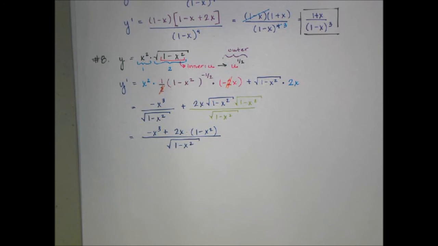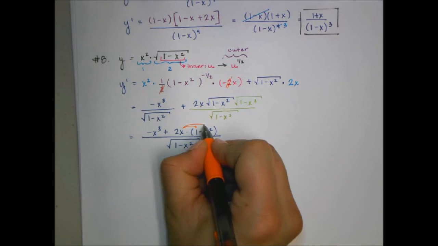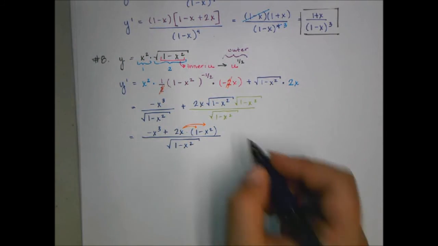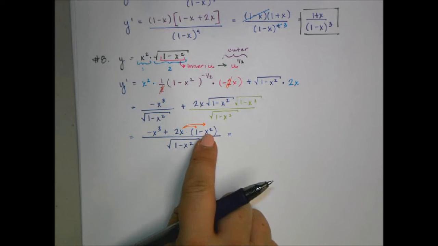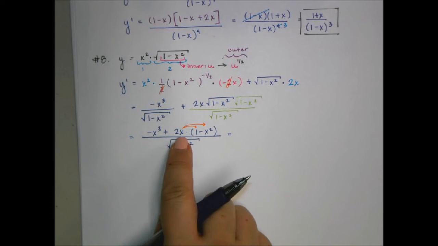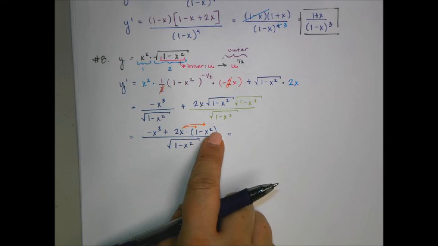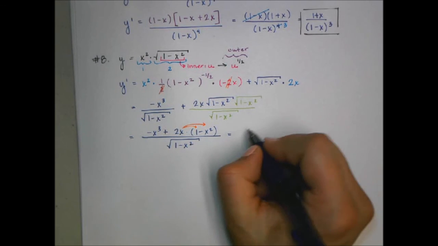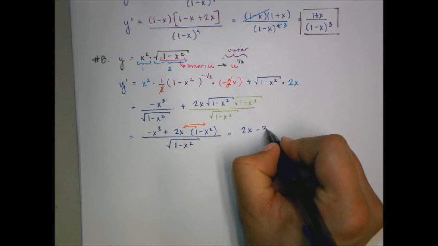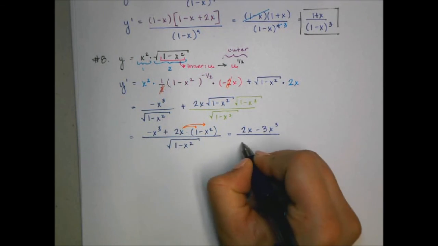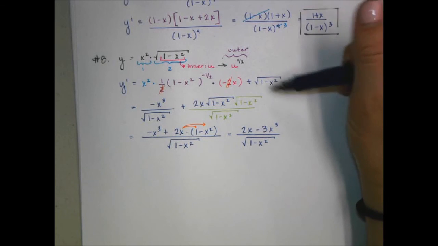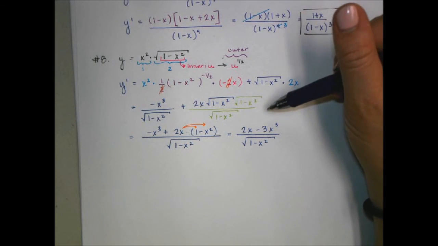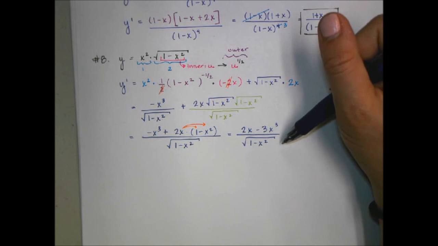We need to distribute the 2x and add together our like terms. So that's going to give us a 2x, then minus 2x cubed. So negative x cubed minus 2x cubed are like terms. That's going to add up to negative 3x cubed. So I have 2x minus 3x cubed all over the root of 1 minus x squared. So even if I factor out an x up here as a GCF, it's going to leave me with 2 minus 3x squared. Nothing that I can do to simplify this, and again, we do not need to rationalize. So this is our final answer.